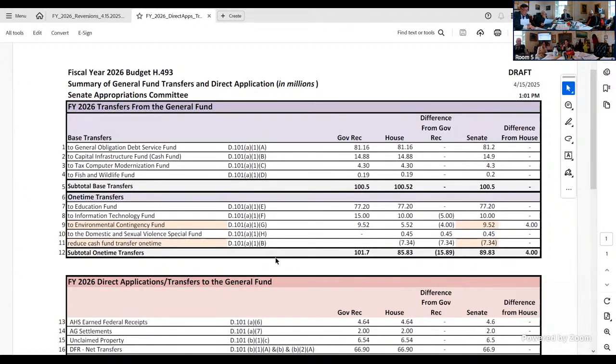Why not just lower the base? We could do it that way. The way I've been carrying it is to leave the base intact and then reduce it on a one-time basis, so it shows up on both sheets. That way, next year you assume you're going to move 14 million over.